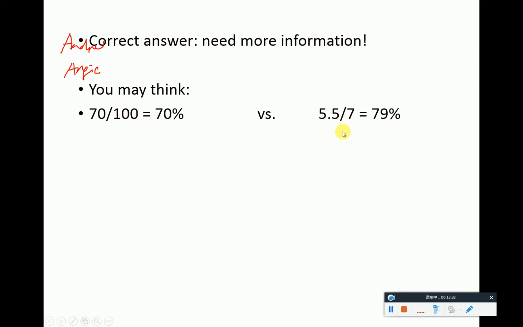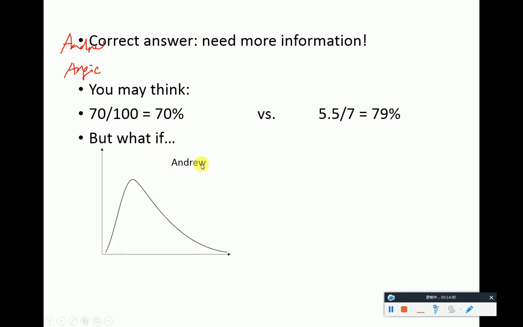This is certainly one way of thinking about this problem, but as we'll soon see, this piece of information is not enough. We can use the same information to make the exact opposite decision, that is, to recommend Andrew, and we'll see why. But let's imagine that Andrew actually comes out from a class whose score distribution is like this.